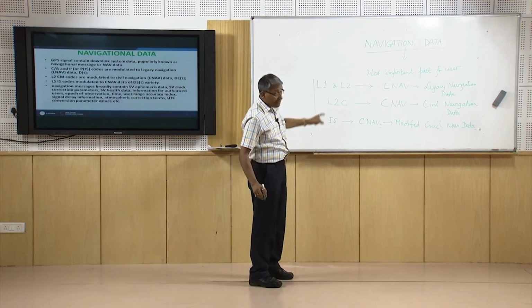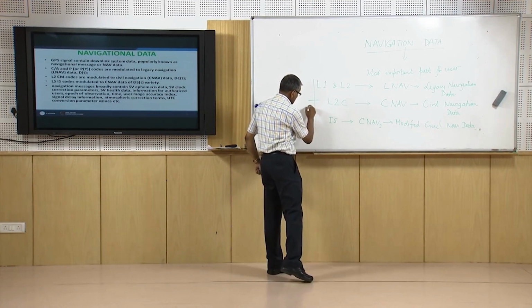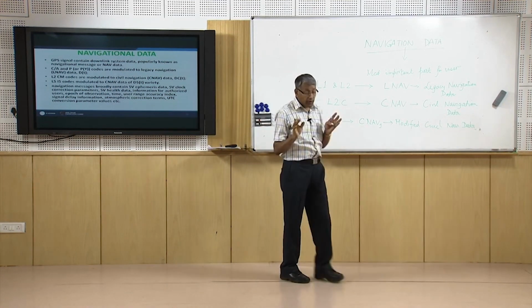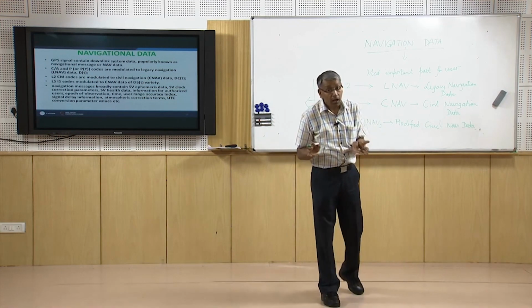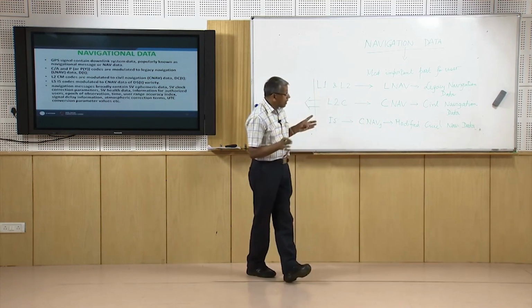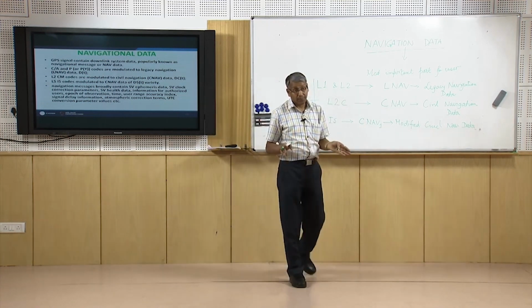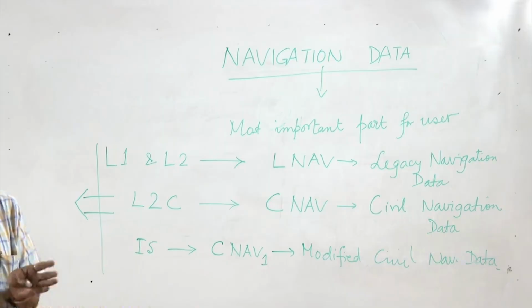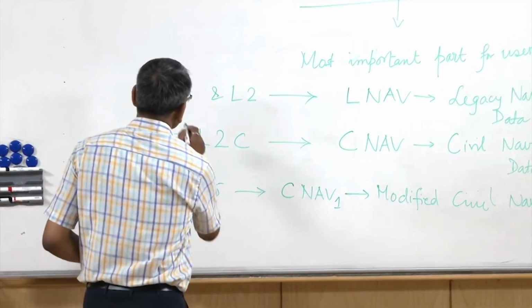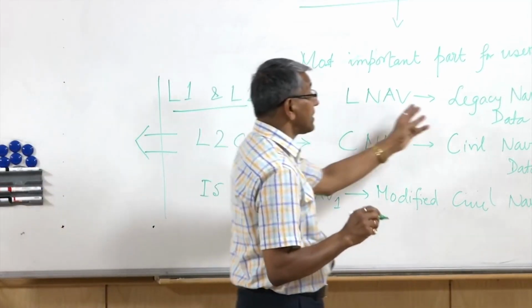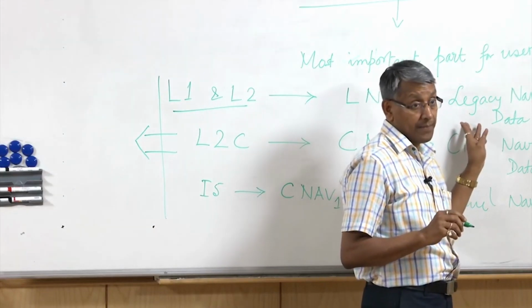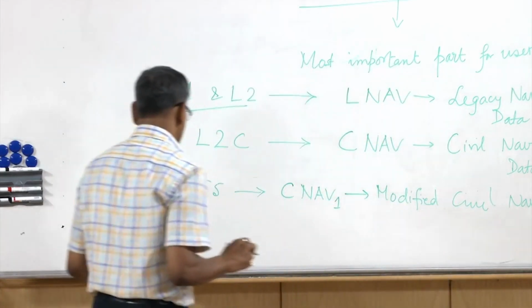Now, what is the significance of this? The significance of this information is that while we process the GPS data, we should not make use of all these signals together. We will be able to process only the signals which have the identical type of navigation data. This is the most important part.